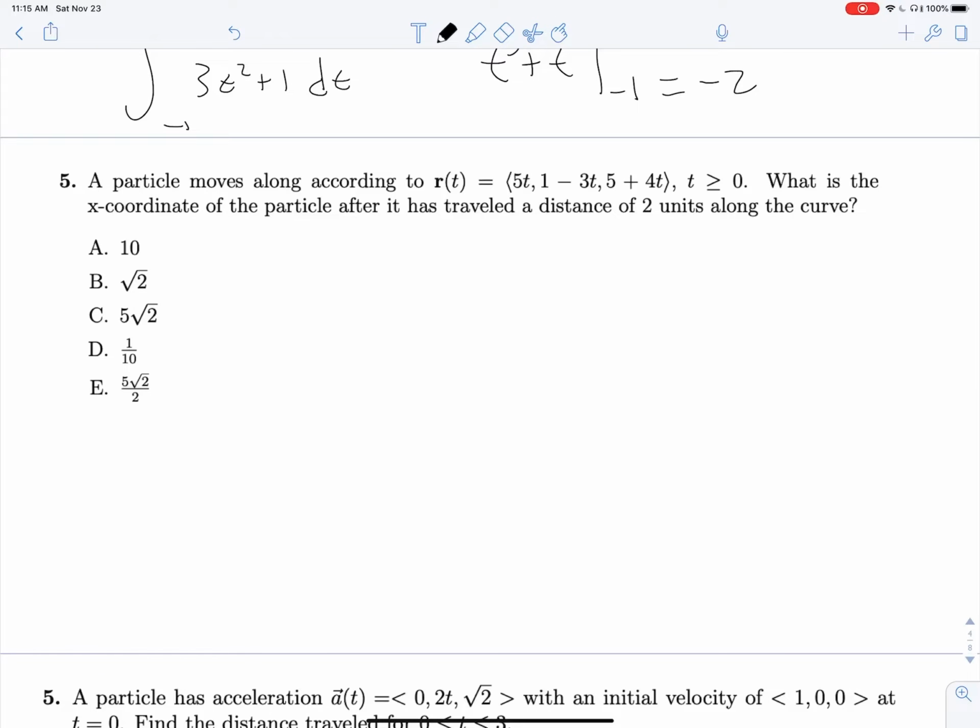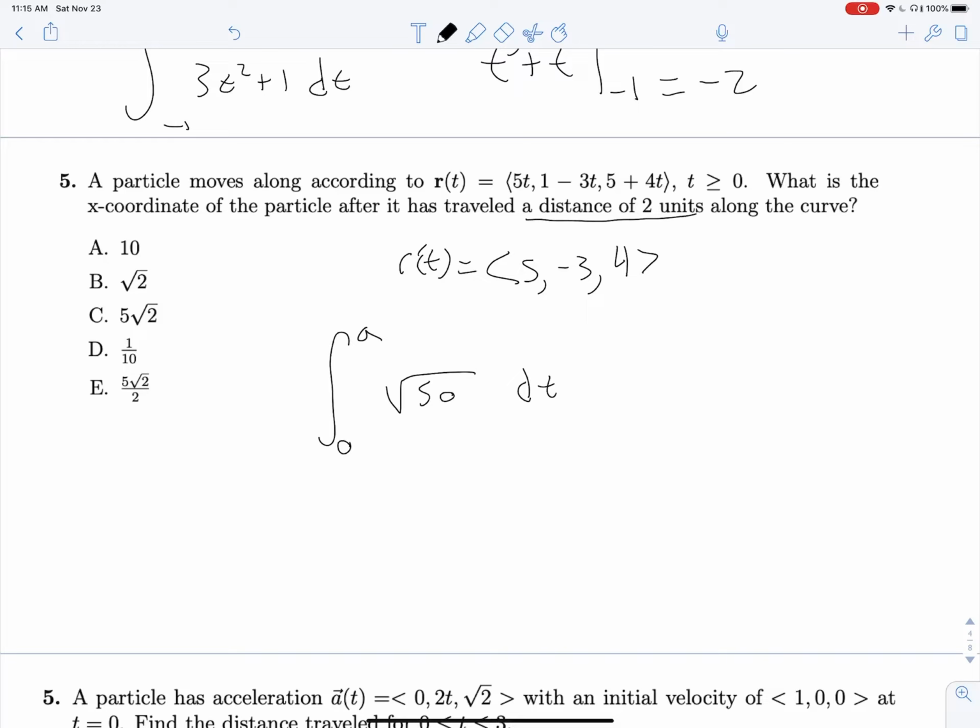Okay, a little bit of a different way of asking the same question. They're giving us a position function for t greater than or equal to 0, and they want the x-coordinate of the particle after it has traveled a distance of 2 units. So let's figure this out. Really, this is going to be the integral from 0 to some value a of everything else that we normally do. So r prime of t is going to be 5, minus 3, and 4. And if we square everything in there, we're going to get root 50 in our integrand dt.